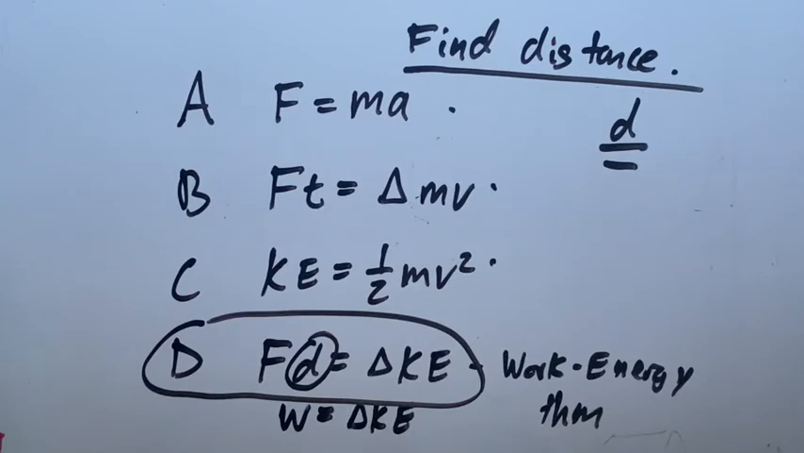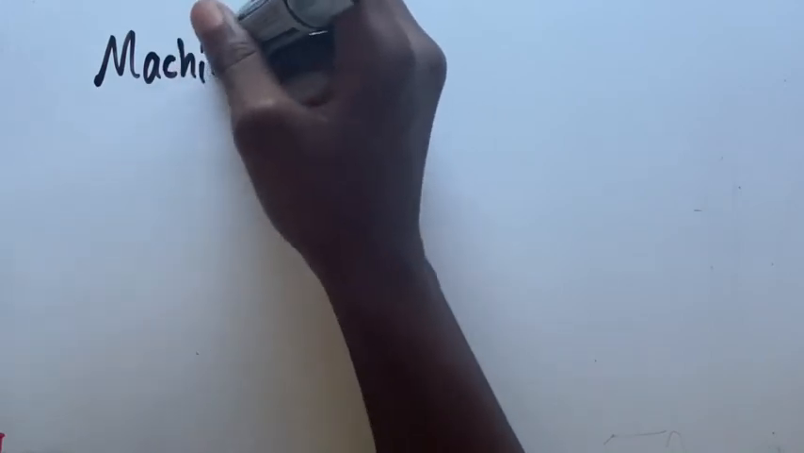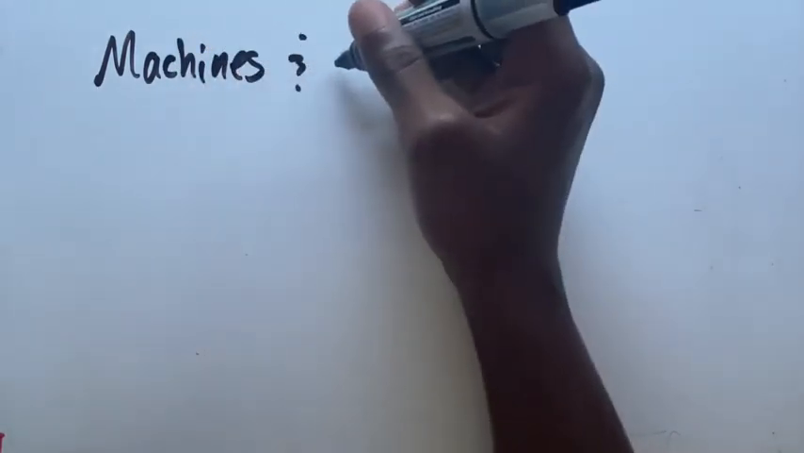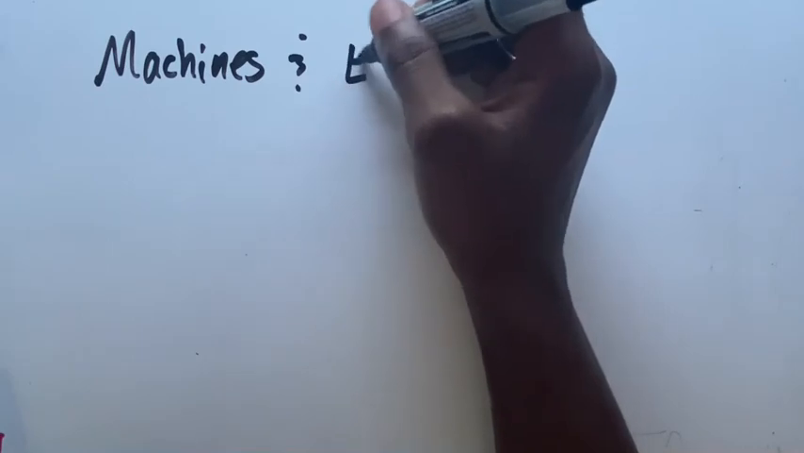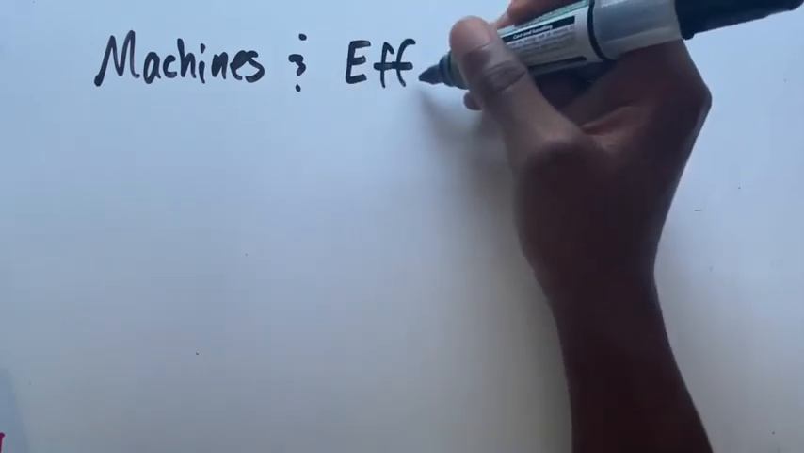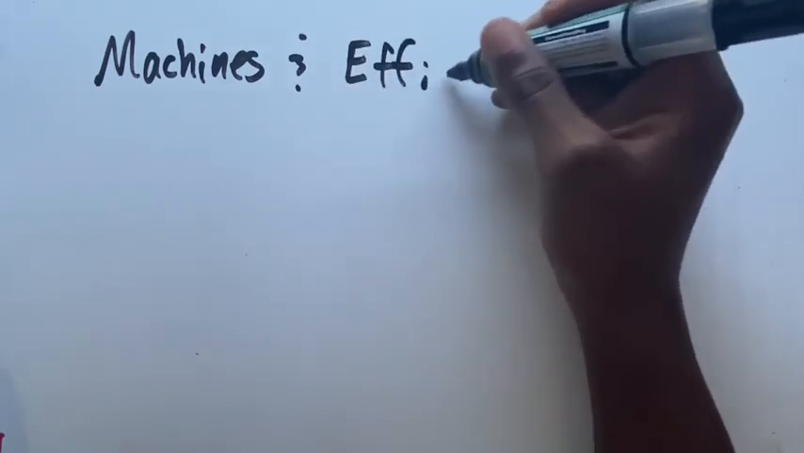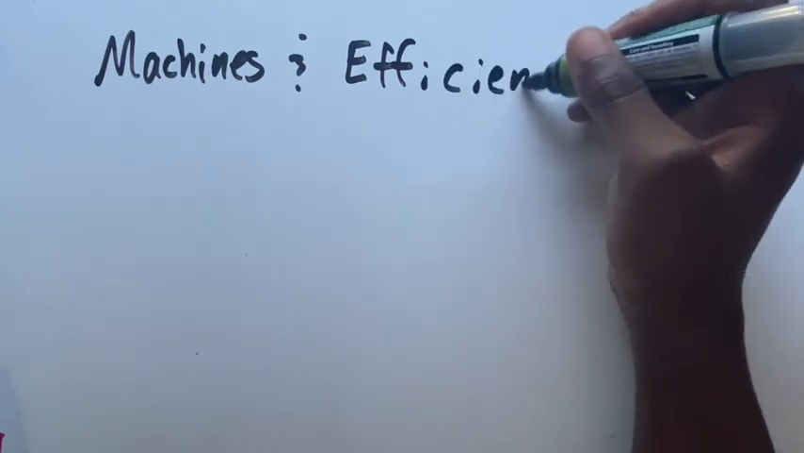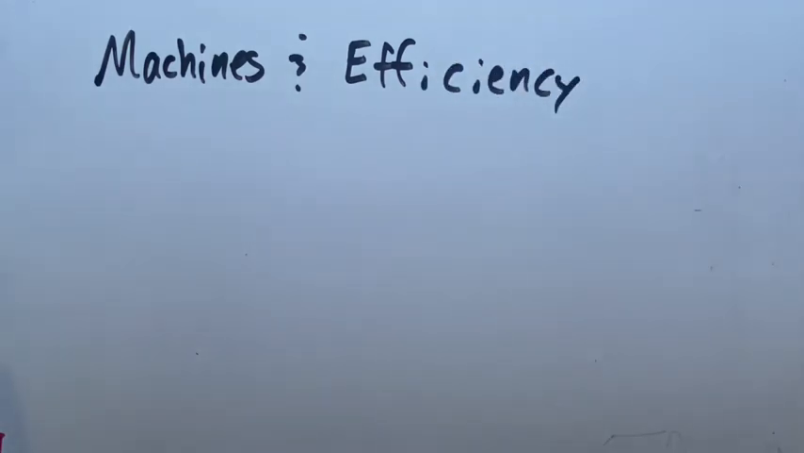All right, so now the last thing I'm going to briefly talk about is going to be machines and efficiency. How do you spell that? E-F-F-I-C-I-E-N-C-Y. I think that's how you spell it.